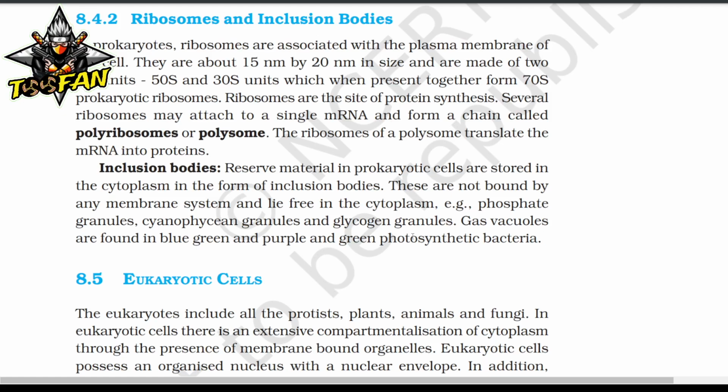Inclusion bodies. Reserve material in prokaryotic cells is stored in the cytoplasm in the form of inclusion bodies. These are not bound by any membrane system and lie freely in the cytoplasm. Examples: phosphate granules, cyanophycean granules, and glycogen granules. Gas vacuoles are found in blue-green and purple and green photosynthetic bacteria.